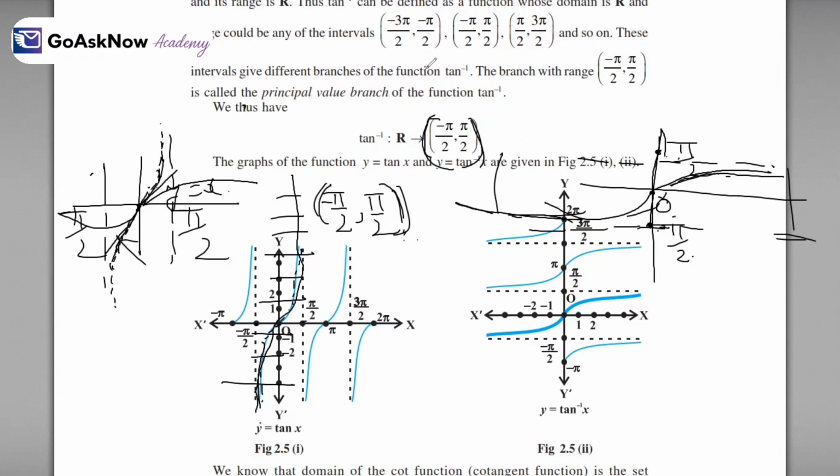So let's move further and discuss the last function, that is the cotangent function, or cot function. So I will clear this drawing.